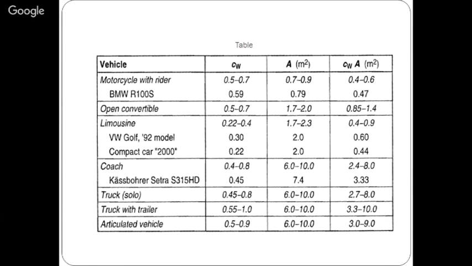Open convertibles, open jeeps, whatever you generally see, Lamborghinis, coaches, trucks with trailer, agricultural vehicles, tractors. It is a general figure.